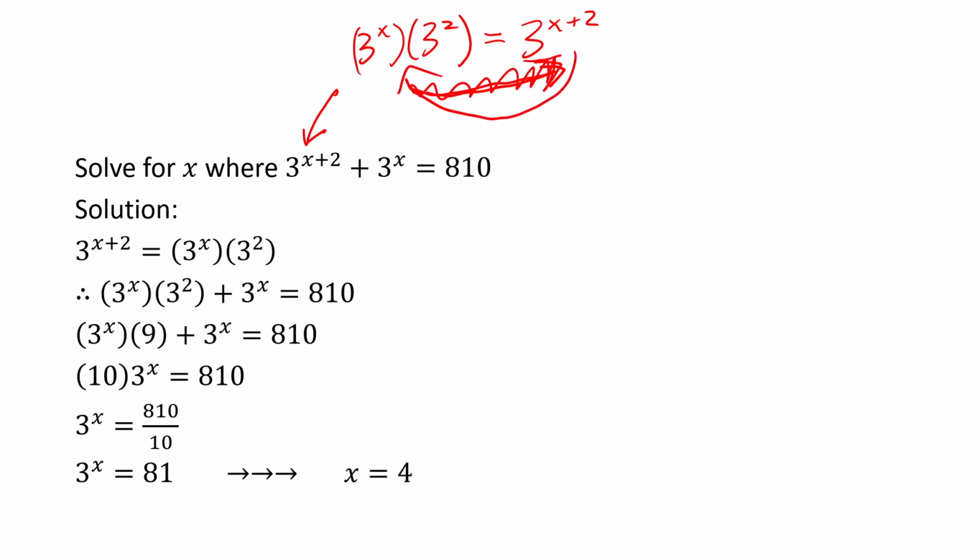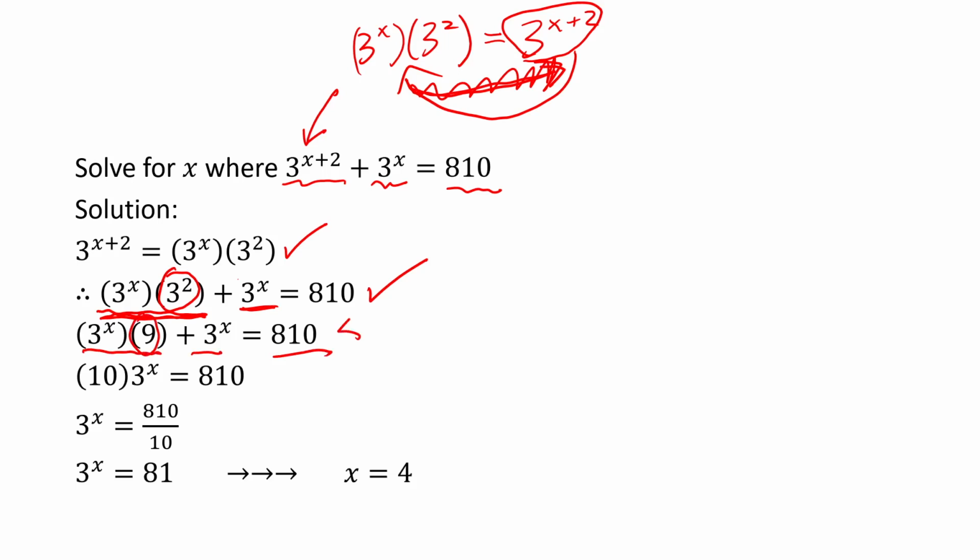I want you to say that 3 to the x plus 2 is equal to 3 to the x times 3 to the 2. And so what we really have is 3 to the x times 3 to the 2 plus 3 to the x equaling 810. Now, the reason we're doing that is because now each of the terms, we have a term here, and a term here, and each of those is in terms of 3 to the x. Each of them has a factor of 3 to the x. So 3 squared is equal to 9. So I've got 3 to the x times 9 plus 3 to the x equals 810.